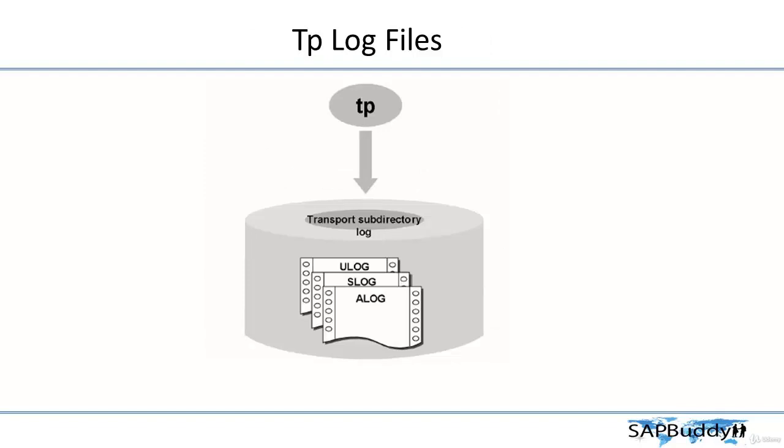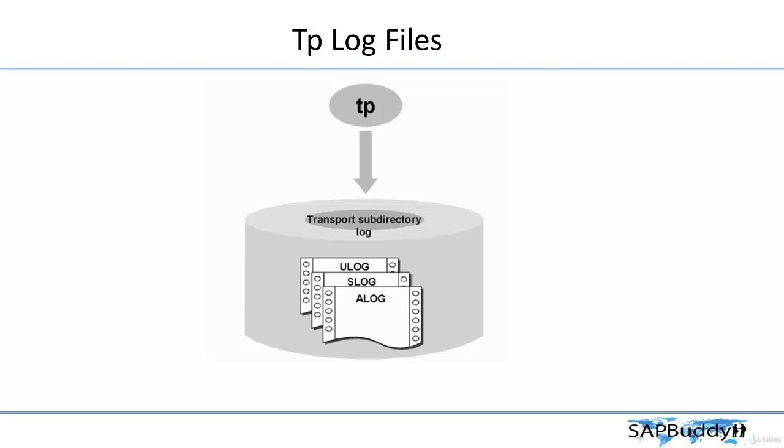The next one is the TP log file monitoring. How can we monitor these TP log files? We have different log files: slog, ulog and alog. For long running jobs, it may be very helpful to monitor the log file, which is written at the operating system level. All the logs are in the transport directory. In general, these log files, slog, ulog and xlog, are created by various transport tools.